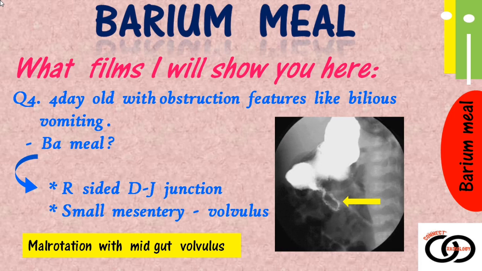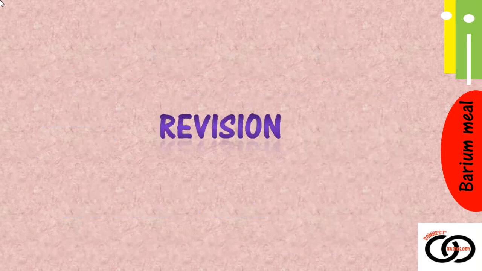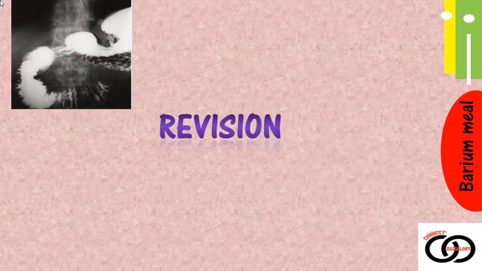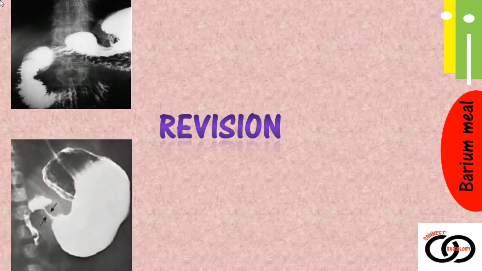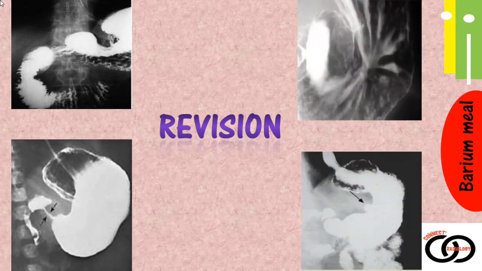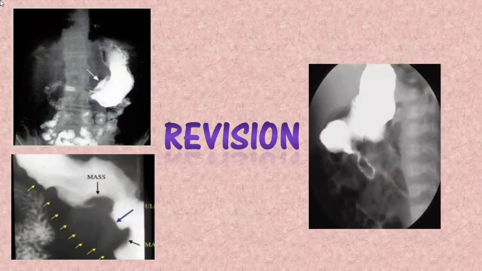Okay, now it's time for revision. See the slides. The first picture, that is carcinoma head of the pancreas. The second picture, it's of congenital hypertrophic pyloric stenosis. The third picture, these are of benign gastric ulcer. See the fourth picture, these are of malignant gastric ulcer. And the last, malrotation with midgut volvulus.